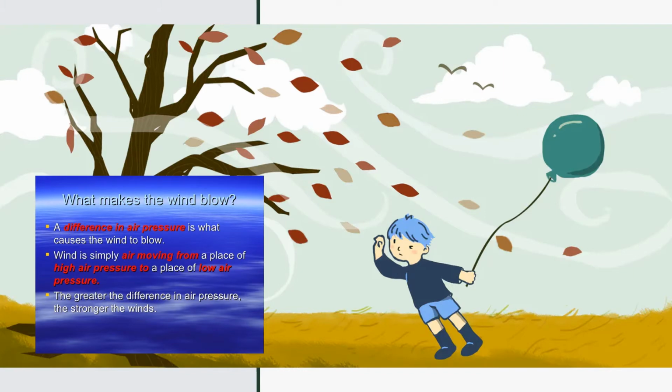What makes the wind blow? A difference in air pressure is what causes the wind to blow. Wind is simply air moving from a place of high air pressure to a place of low air pressure. The greater the difference in the air pressure, the stronger the winds.